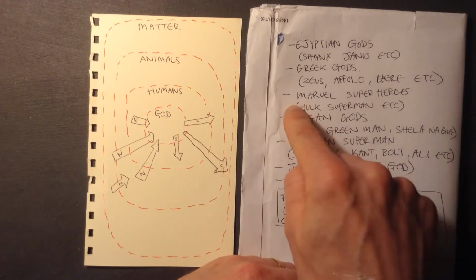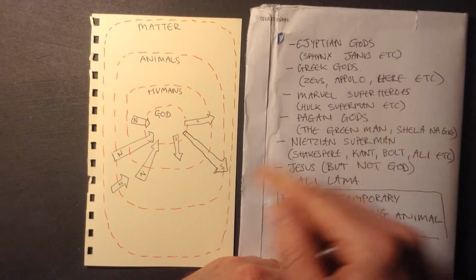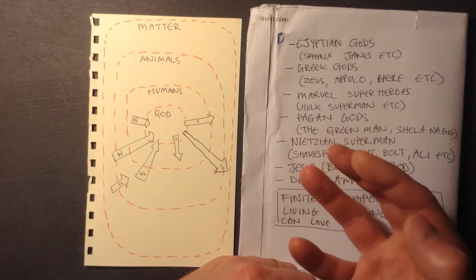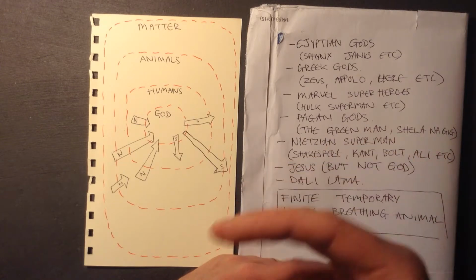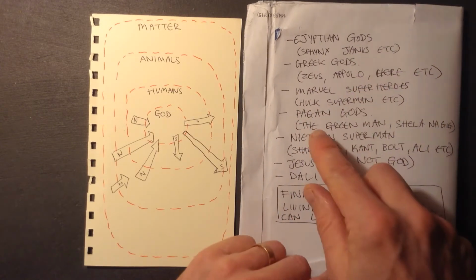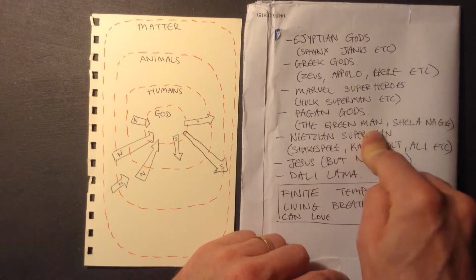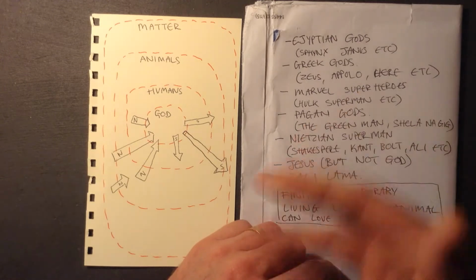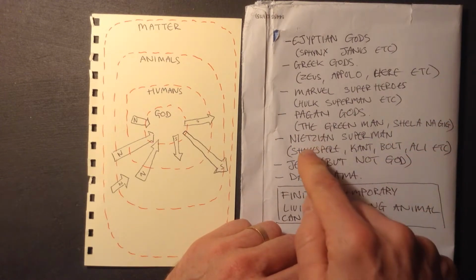Another thing that would fit that description would be Marvel superheroes like Hulk or Superman, things that are human, living, breathing animals, but that just have extra powers, powers that normal human beings don't have. Another thing that would match the description would be pagan gods like the Green Man or Sheila the Gig, or these sort of weird druid sort of things that some people believe in.